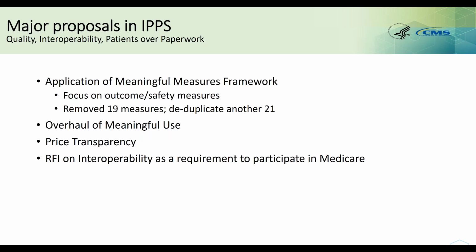So our major proposals were around application of the meaningful measures framework, where we really focused on honing down our portfolio of measures for hospitals, focusing on outcome and safety measures. So we removed 19 measures, and we deduplicated another 21. What that means is we have 5 hospital programs. Some measures were actually in more than one program, and so what we're proposing is that each program has its own set of measures instead of being duplicative.